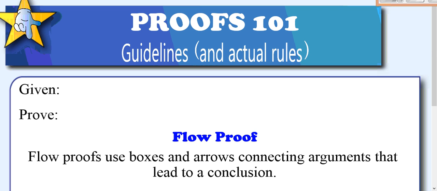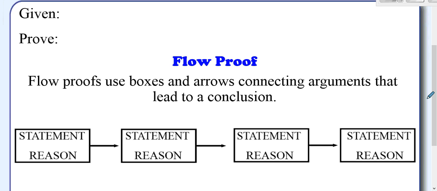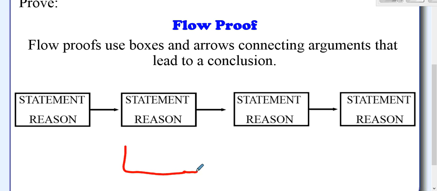Another pretty common type of proof that we're going to work with is called a flow proof. They use boxes that will have a statement and a reason, and then connect to another box that has another statement and another reason with an arrow. Sometimes there might be two boxes that lead into one, or even three boxes that lead into one. But the statement goes on top of the box and the reason on the bottom of the box.